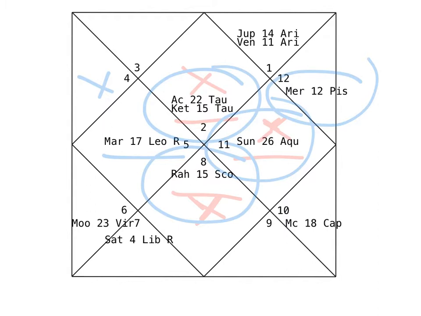Now, of course, you can use this with any chart. You can use this with your D1 chart. You can count the houses. You can use it with your D9 chart. You can use it with your D10 chart. But they will only tell you about that particular area. So the D9 chart will only relate to relationships and your Dharma, the D10 chart to your career and so on.